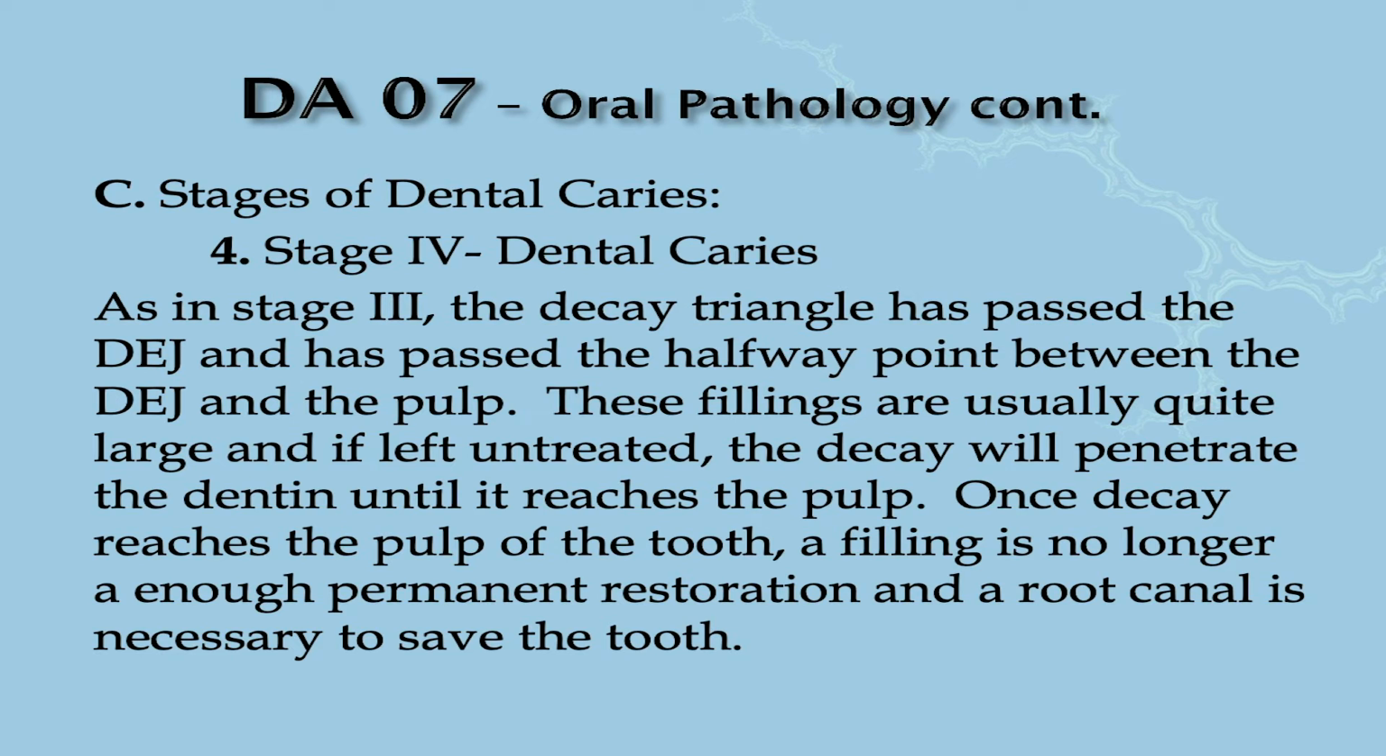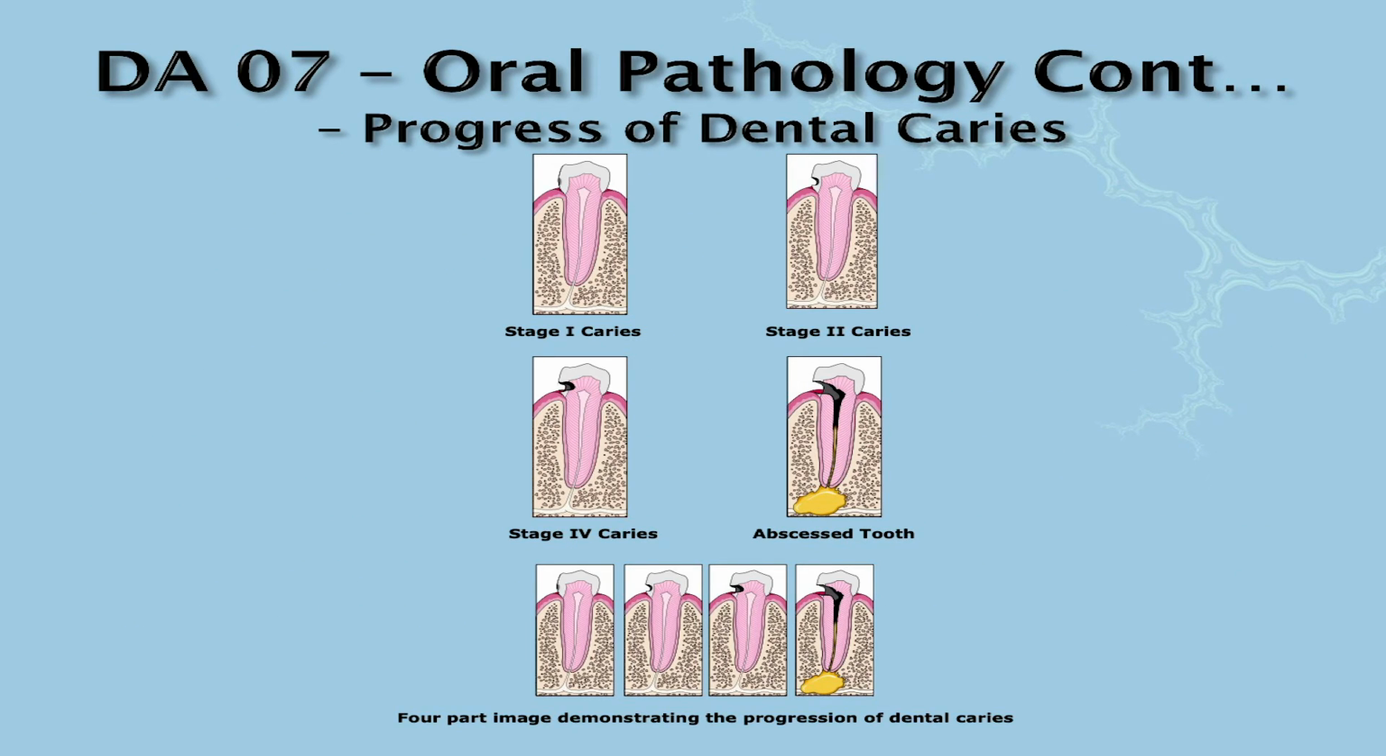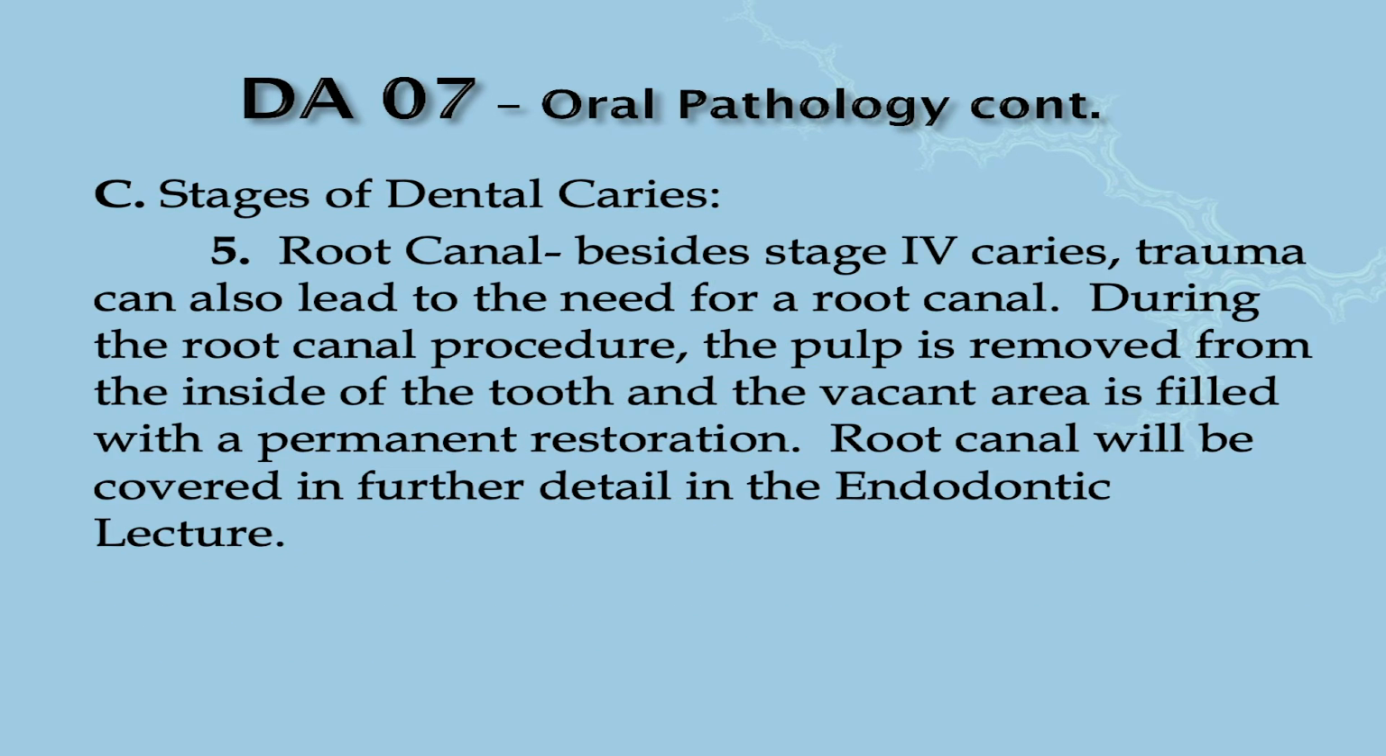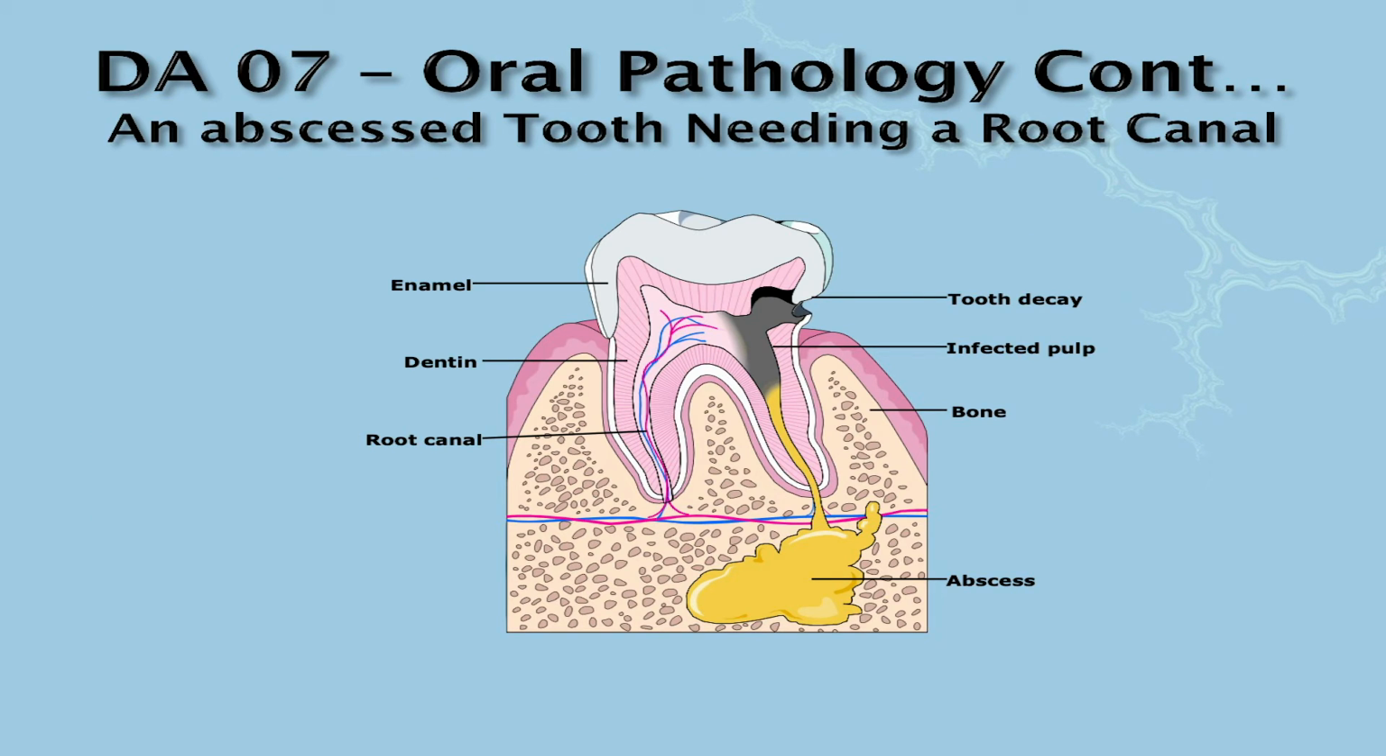Stage 4, as in stage 3, the decay triangle has passed through the DEJ, past the halfway point between the DEJ and the pulp, and fillings at this point are usually quite large, and if left untreated, the decay will penetrate and reach the pulp tissue. Once decay reaches the pulp tissue, a restoration is no longer sufficient, and a root canal is often required at this time. Besides stage 4 caries, trauma can also lead to a root canal.